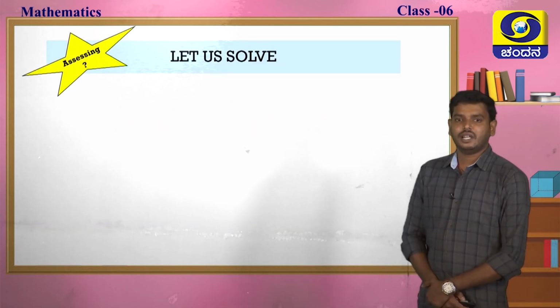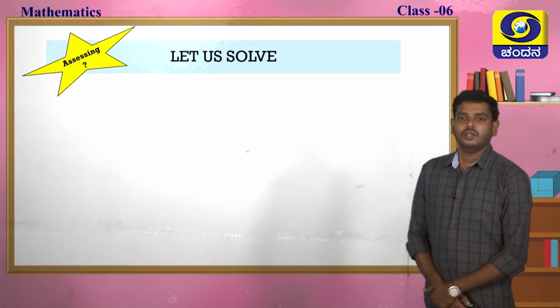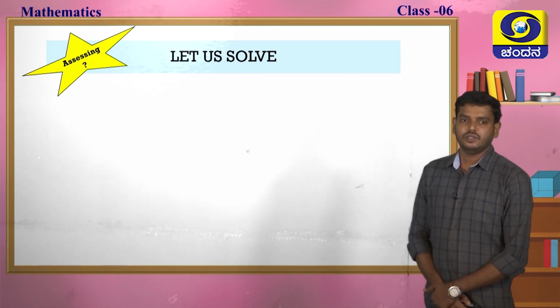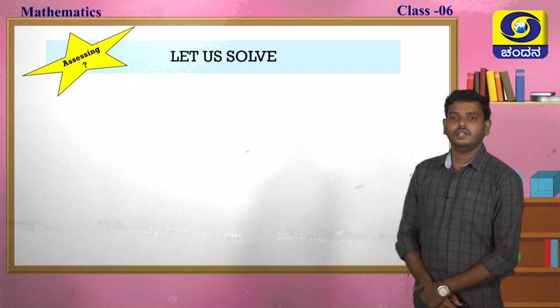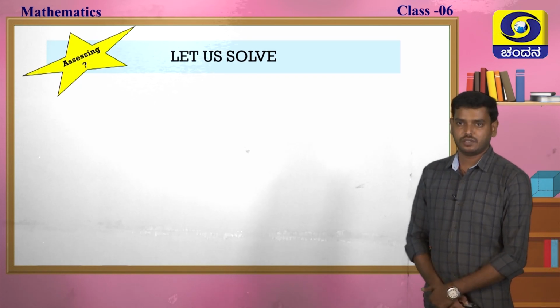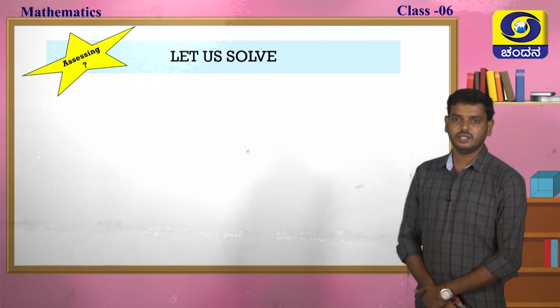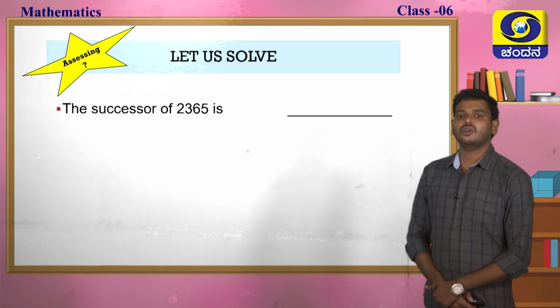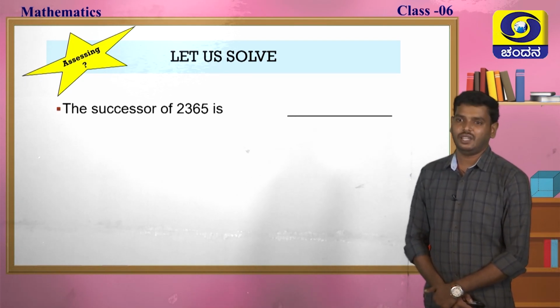Let us move to another aspect, that is assessing. So, we have a quick review, children, of what we have studied in this part 1 session. I will ask you some questions. I will display some of the questions on the screen. You should answer, children. Are you ready to answer? First question. The successor of 2365 is?